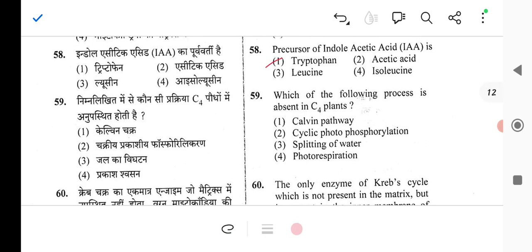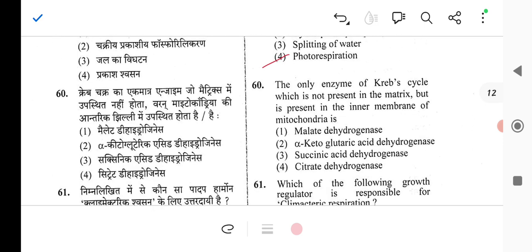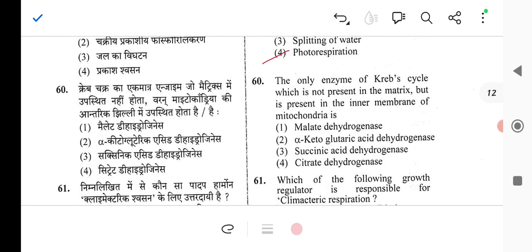Next is, which one of the following process is absent in C4? In C4, photorespiration is absent. Next is, the only enzyme of Krebs cycle which is not present in the matrix but it is present in the inner membrane of mitochondria. It is succinic acid dehydrogenase.